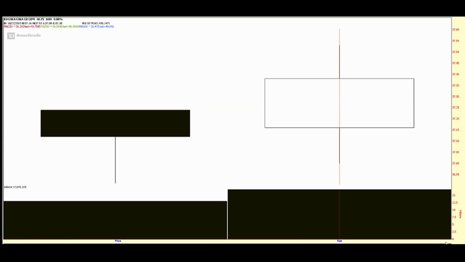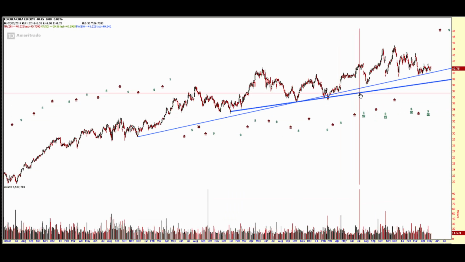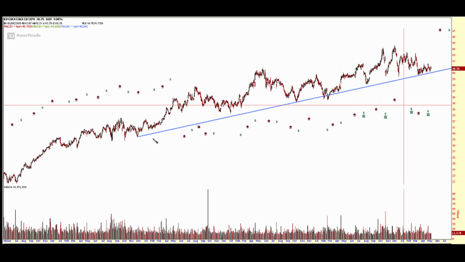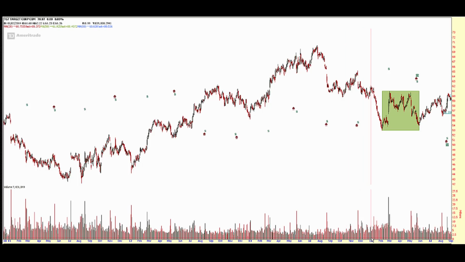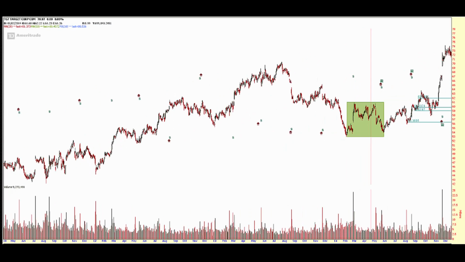Okay, this one only has 3 points, so we will just delete this off. Okay, so this seems like Coke is sort of still chugging on with this line over here. And this is a chart of Target.